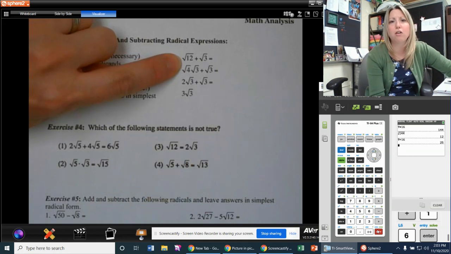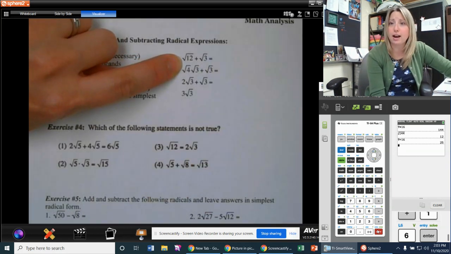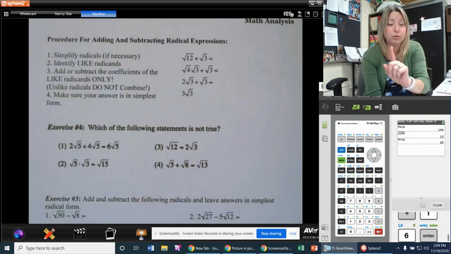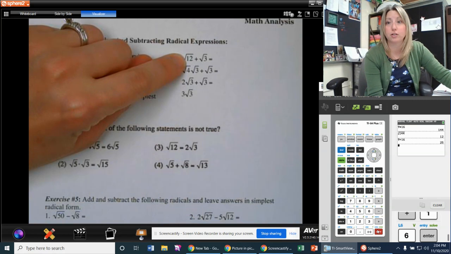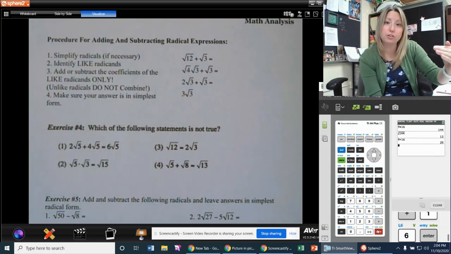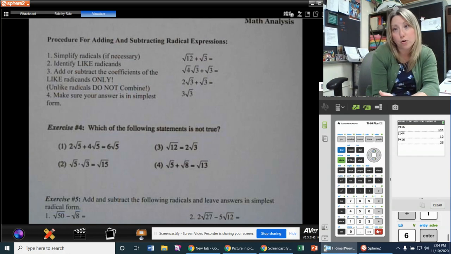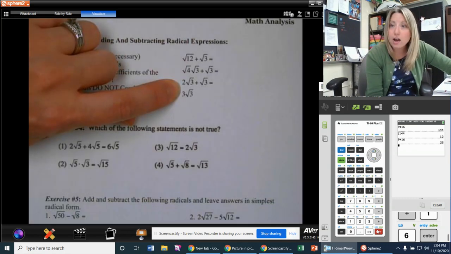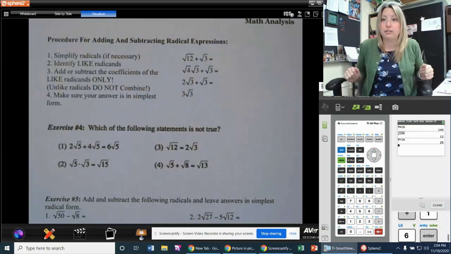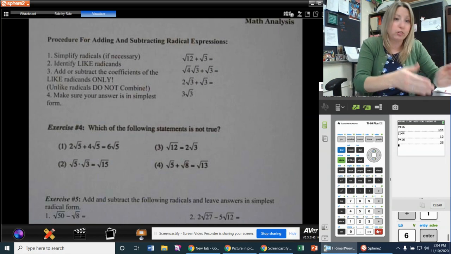I have radical 12 plus radical 3. Well, as of right now, radical 12 and radical 3 are not like radicands. But what I do know is radical 12 has a perfect square factor. So I want to bring that perfect square factor out and see what my leftover radicand is. When I've done that, so I simplify it right here, now I've got like radicands.